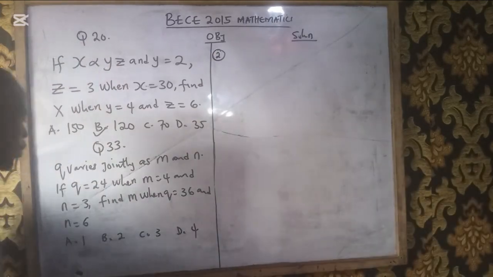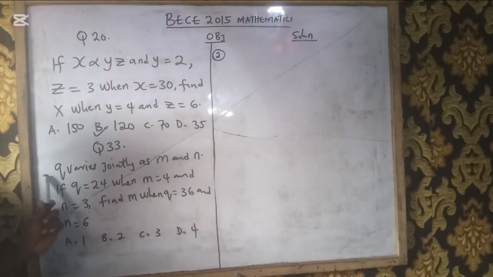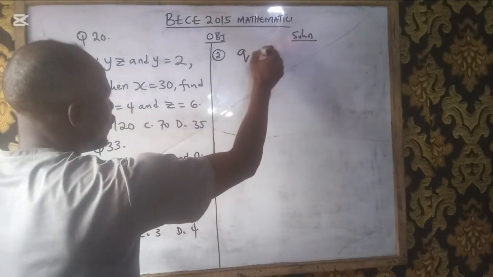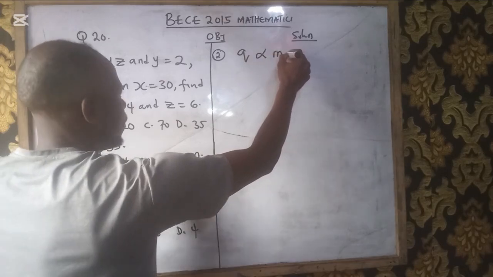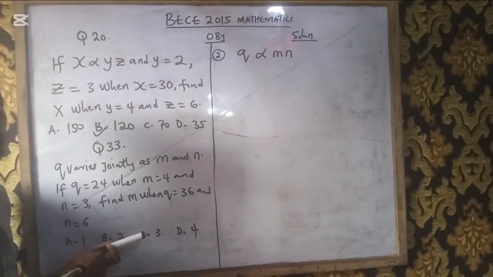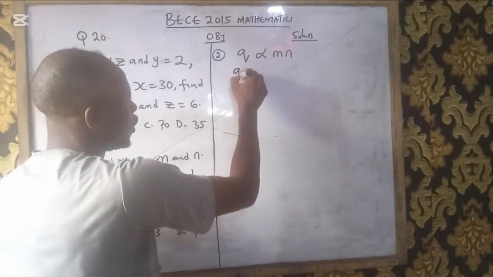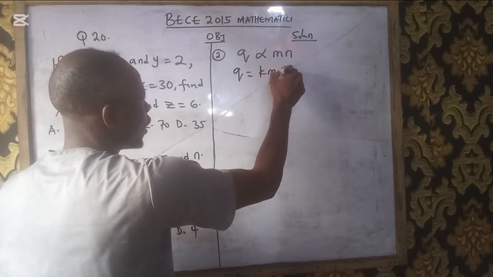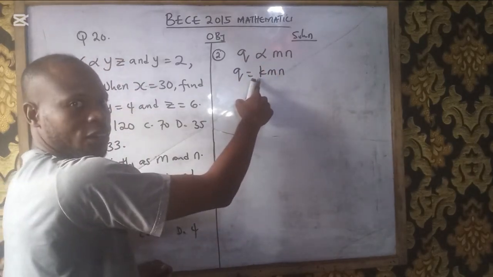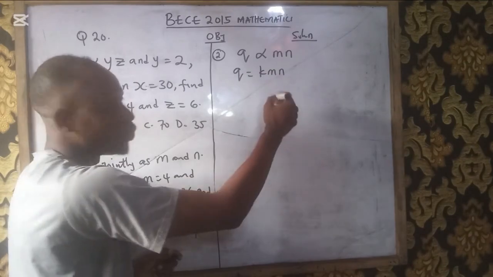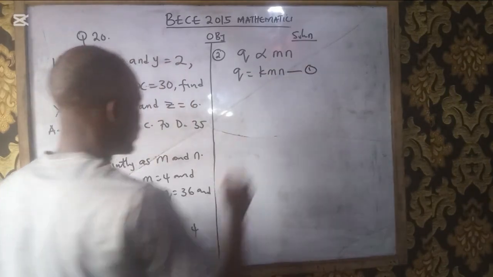All right, the next question reads, Q varies jointly as M, N. Same thing. So what are you supposed to do next? Change this sign to equal sign. So you are going to have Q equals, I can still use my constant as K, or any other letter apart from the variables given to you. Q equals kmn. Then you call this equation 1.